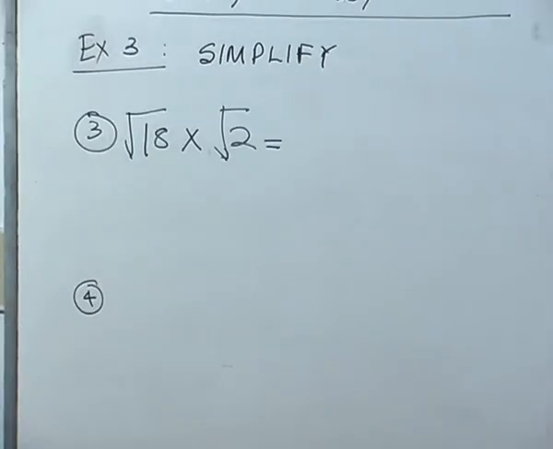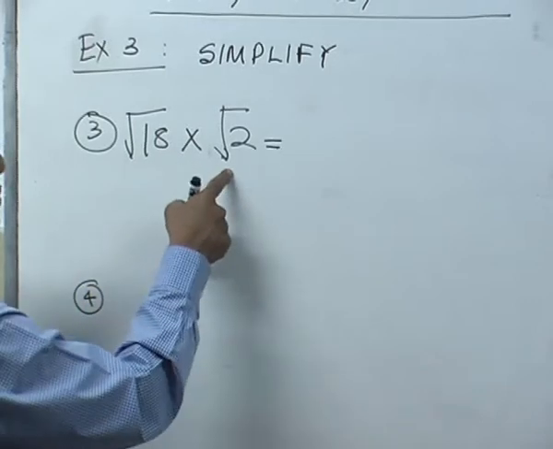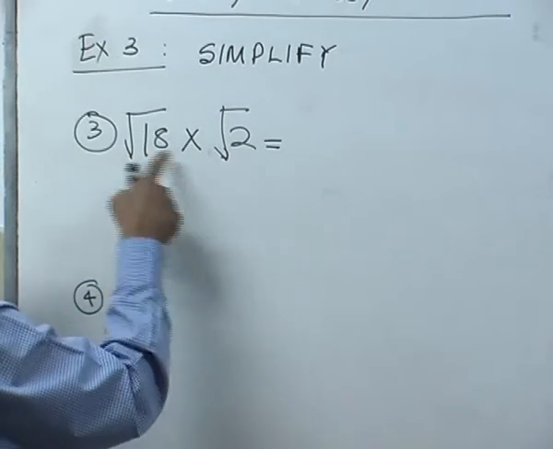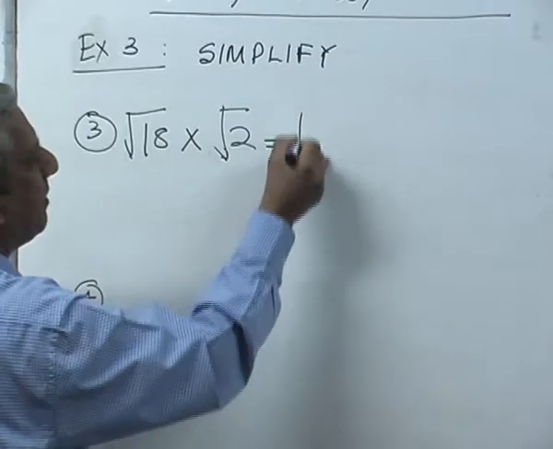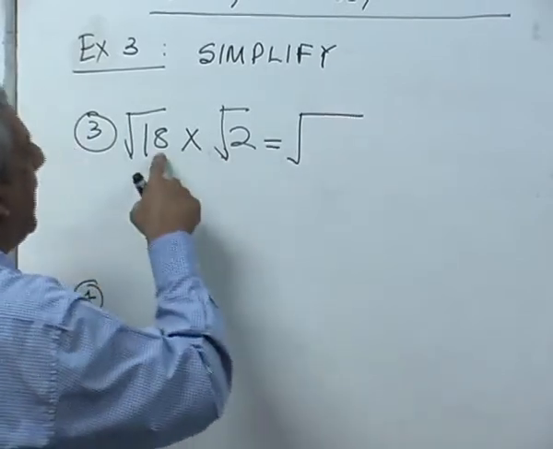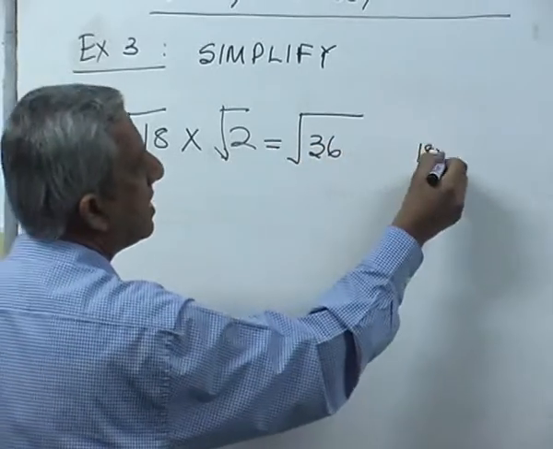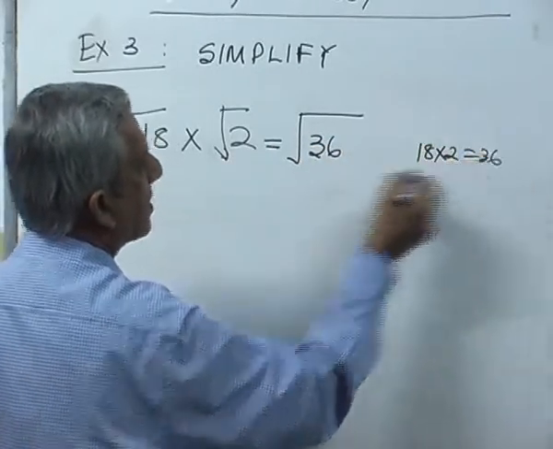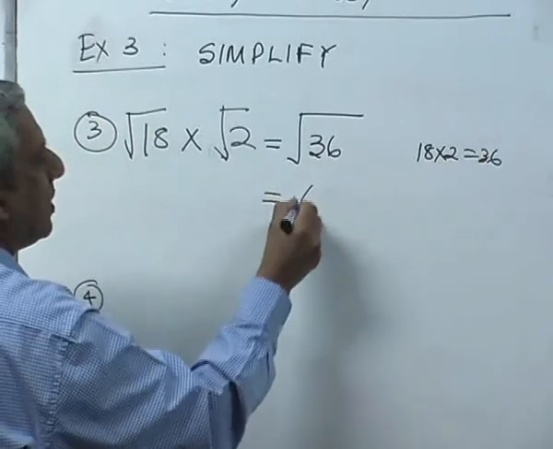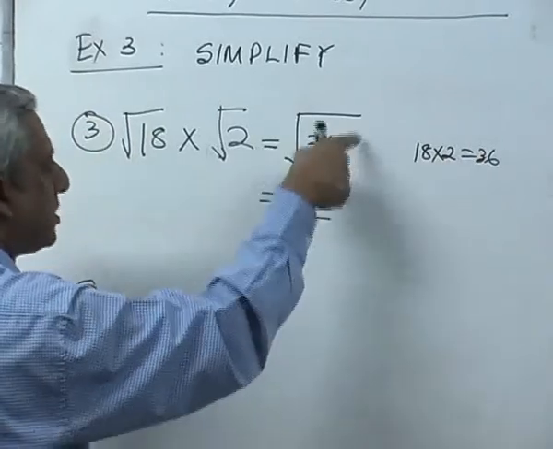Right, so we're looking at square root of 18 times square root of 2. They are both square roots and therefore you can multiply them. It becomes square root of 18 times 2, which is 36. You see, 18 times 2 is 36. But square root of 36 you know is 6. If you don't know, check on the calculator.